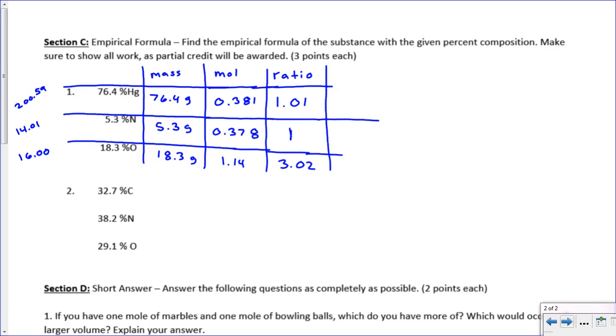Now in the last step, we have to try and find whole numbers that go with these ratios. In this one, it's easy because they all fall right around whole numbers. And so I'm going to assume that this 1.01 is just a 1 with some rounding error, and the 1, of course, is a 1. And then 3.02 is a 3 because of some rounding error. And what we end up with here is 1, 1, and 3. And so the last step of this is to write out the formula. This has 1 mercury, 1 nitrogen, and 3 oxygens. So it has a formula of HgNO3.